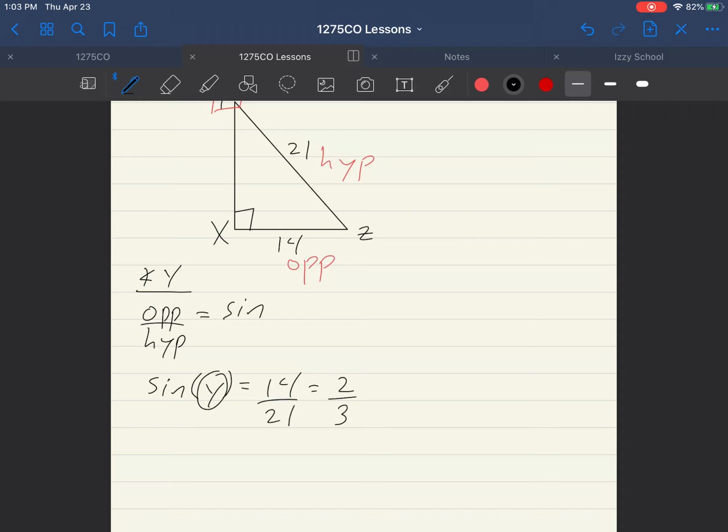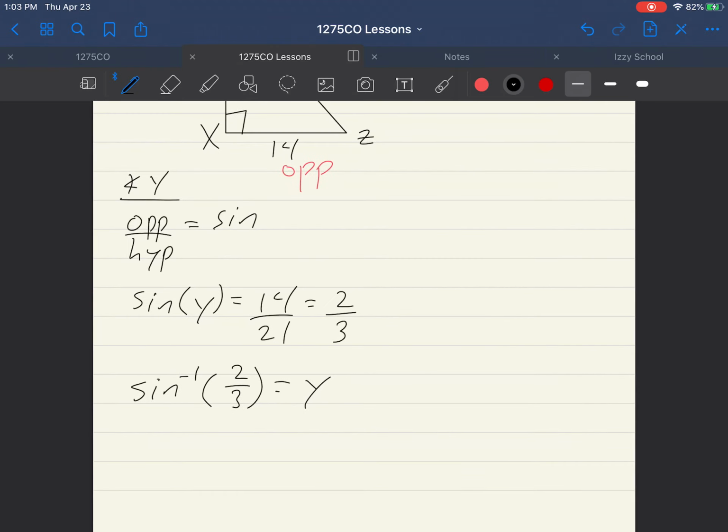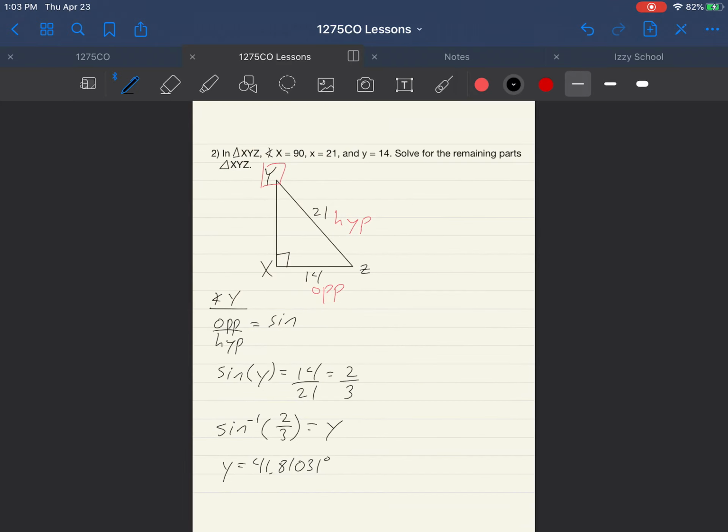In the case where you're looking for the value of an angle, and you know the value of the ratio that this trig function takes on, that means we are going to use the inverse sine function. So the inverse sine of 2 over 3 is going to equal y. And that means y is going to equal, after we put this in the calculator, 41.81031 degrees.